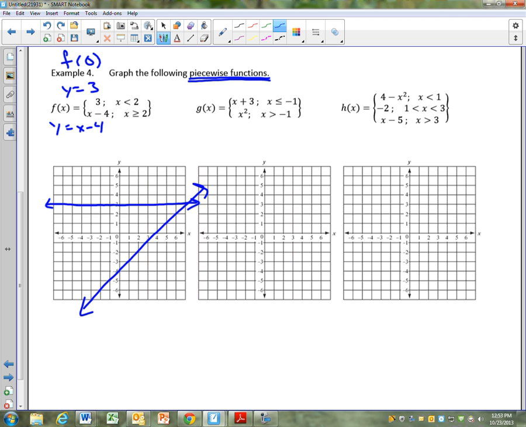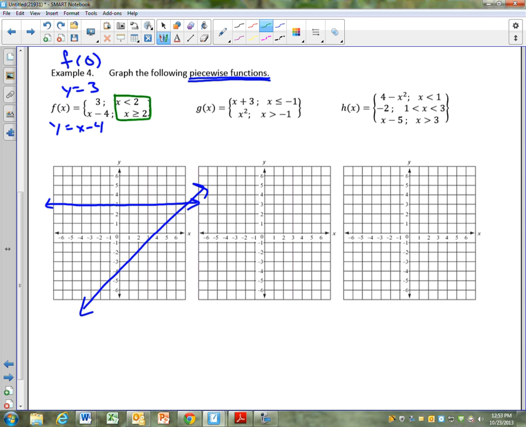No, it does not. So what I have to do is look at my domain restrictions. And I've got to cut off part of the graph. So this is the important part. You only want to look at the graph f of x equals 3 up until an x value of 2. You want to cut off everything after that. And this graph of x minus 4, you only want to see that after the value of 2.